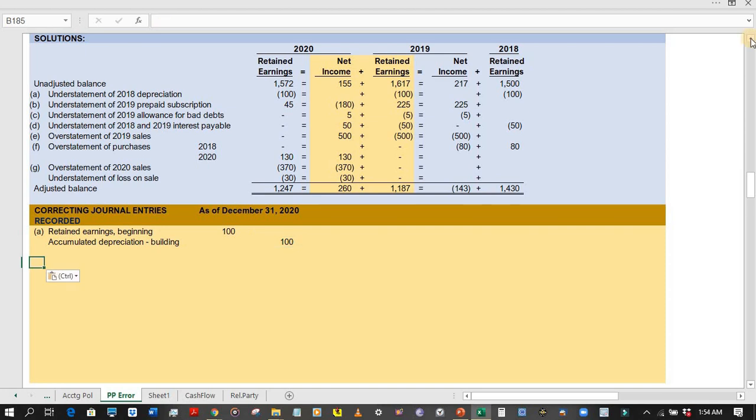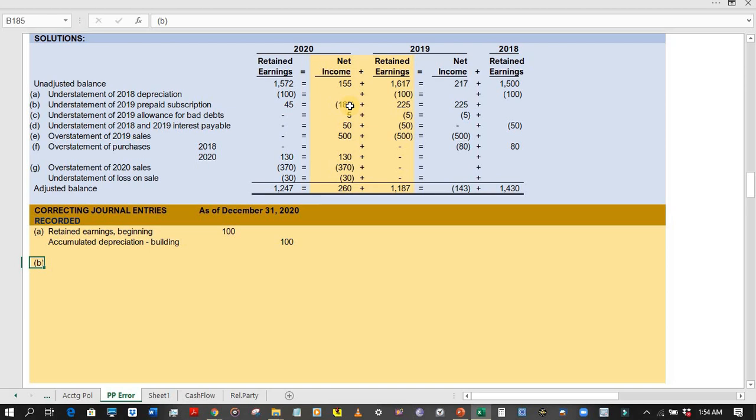Now let us proceed to letter B. Letter B is understatement of 2019 prepaid subscription. Again, we are going to look in these two columns. The first adjustment is 225 pesos. This is an increase in retained earnings, so that is a credit. And a decrease in net income for 180 pesos, and that is a debit to a nominal account.